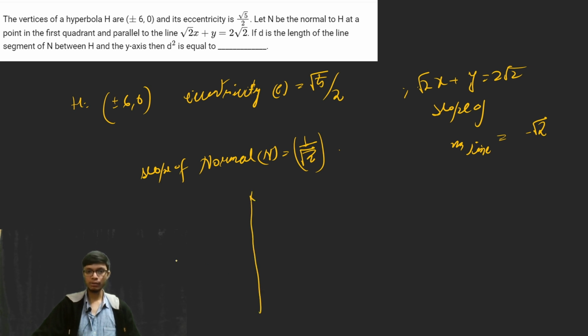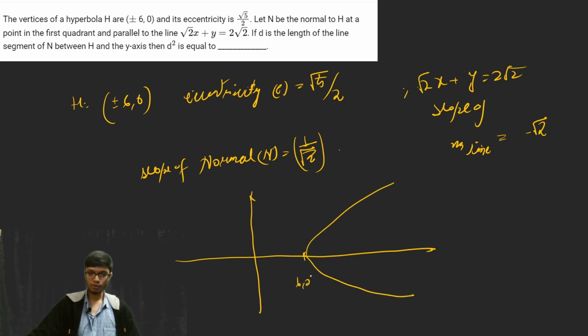If you look at the equation, you can draw the hyperbola in this fashion, because one of the vertices of the hyperbola is 6 comma 0. And point P lies in the first quadrant. If you draw the normal, it will be something like this. So let me draw the normal over here.